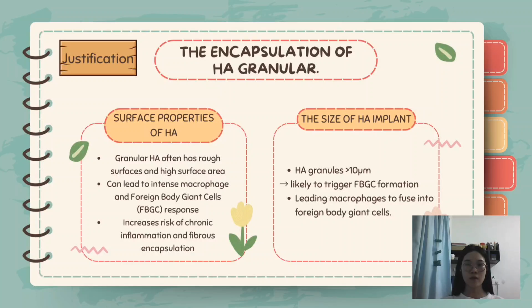The surface and form of hydroxyapatite granular significantly contribute to the foreign body reaction. Firstly, the raw surface and high surface area of hydroxyapatite granulars can lead to intense macrophage and foreign body giant cells response. Secondly, the granular size, which is larger than 10 micrometer, is too large for a single macrophage to phagocytose. This size is known to trigger frustrated phagocytosis, leading macrophage to fuse into foreign body giant cells.